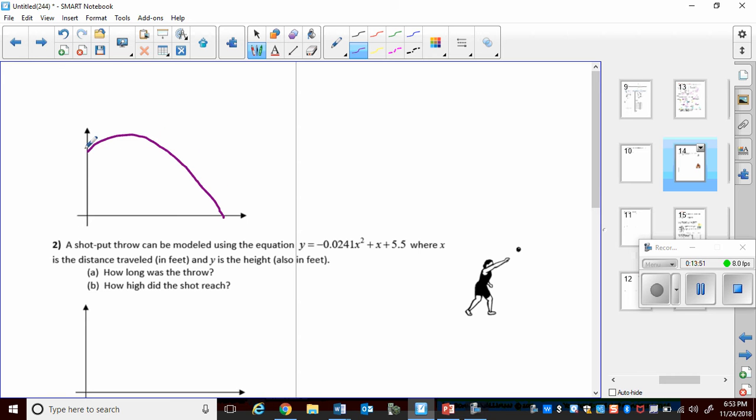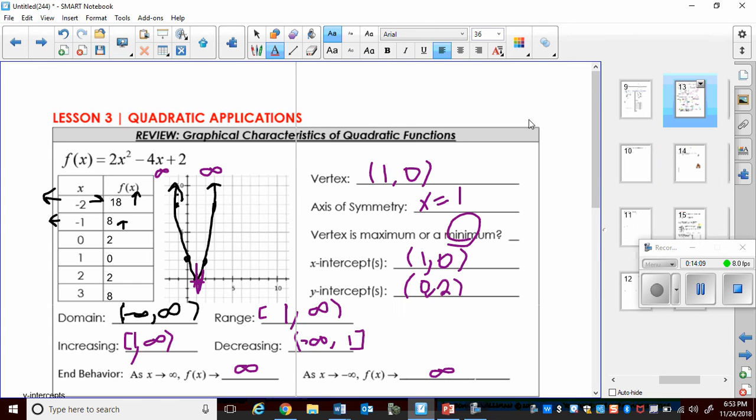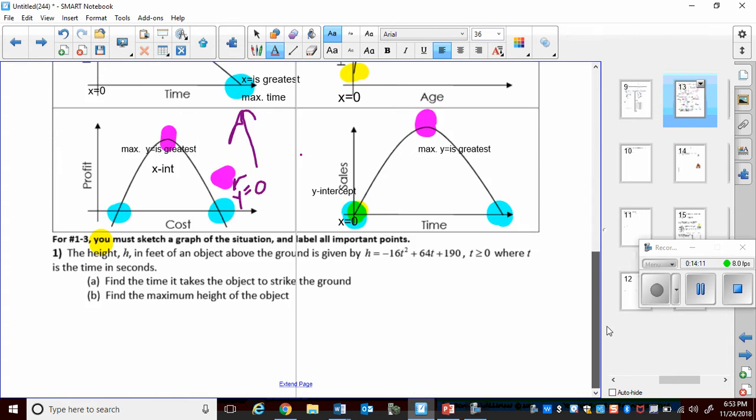What I find with my graphing calculator is that I'm just going to rewrite my equation because it's going to tell me some pretty nice things. So I have y equals, and in fact, I might even type it. I'm going to go back and look at the equation real quick. y equals negative 16t squared plus 64t plus 190.